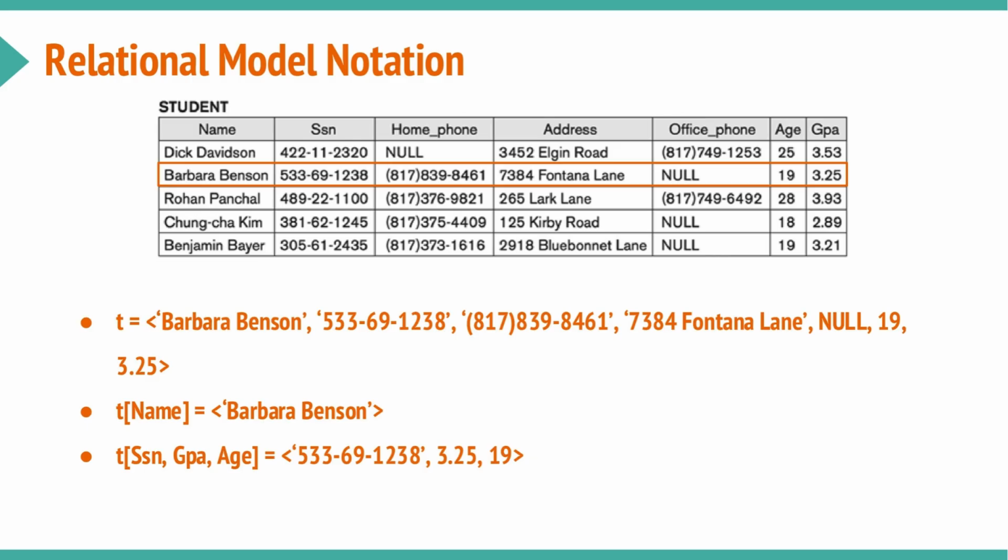Let's look at one more clear example. Let's say t is the second tuple, the row for Barbara Benson. So t is the entire set of values. If we write t.name, we get just her name, Barbara Benson. If we write t.SSN, GPA, age, we would get a small collection of her data. This notation is the basic language for working with data in the relational model.